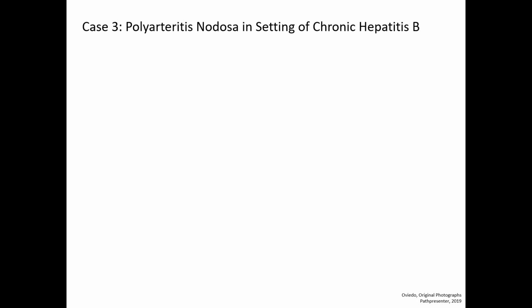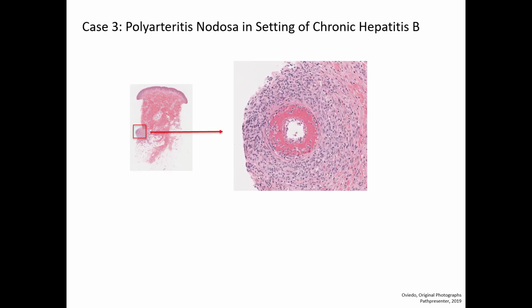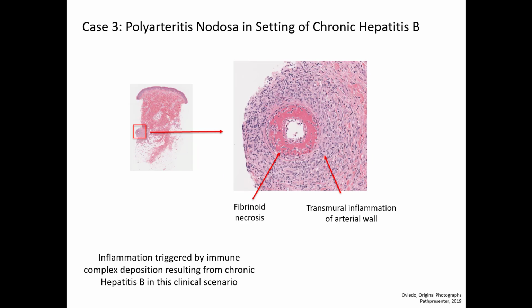Case 3 is Polyarteritis Nodosa in the setting of chronic hepatitis B. Here is our slide. Here you can see the fibrinoid necrosis and the transmural inflammation of the arterial wall. This inflammation is triggered by immune complex deposition resulting from chronic hepatitis B in this clinical scenario.